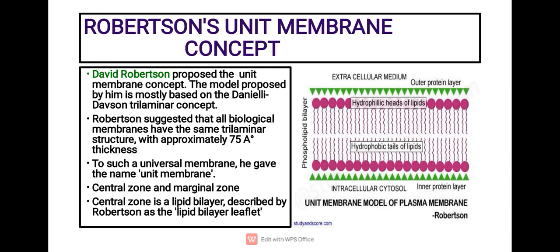Next is Robertson's unit membrane concept. David Robertson proposed this unit membrane concept. The model proposed by him is mostly based on the Davson-Danielli trilaminar concept. Robertson suggested that all biological membranes have the same trilaminar structure with approximately 75 angstrom thickness. To such a universal membrane, we give the name unit membrane. Central zone and marginal zone are there. The central zone is a lipid bilayer, described by Robertson as the lipid bilayer leaflet.